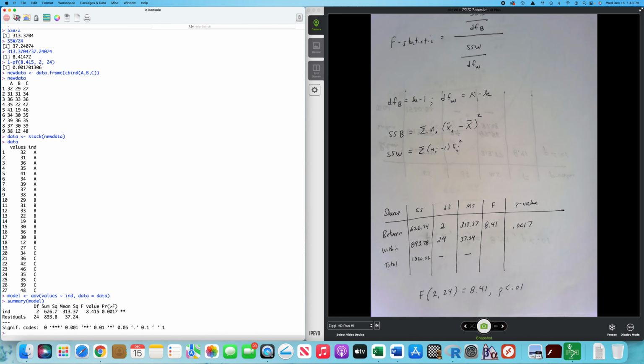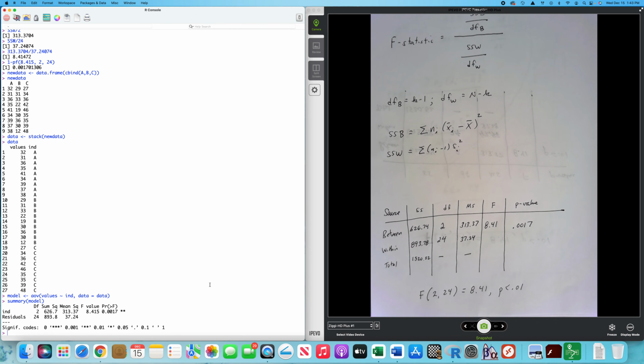you can see that the information to the left lines up with the information on the right. Now, just a couple of things to point out. First of all, R does not give us a total line, but getting the totals is very easy. Also, it names the source between as IND, which is the name of the categorical variable. And instead of within, it labels that residual.